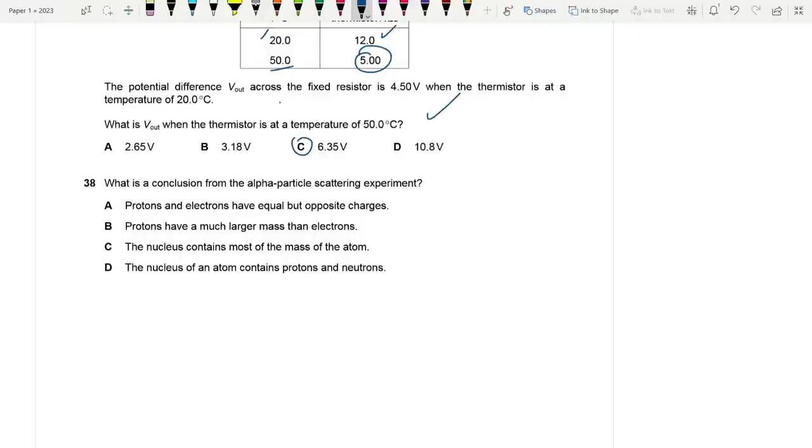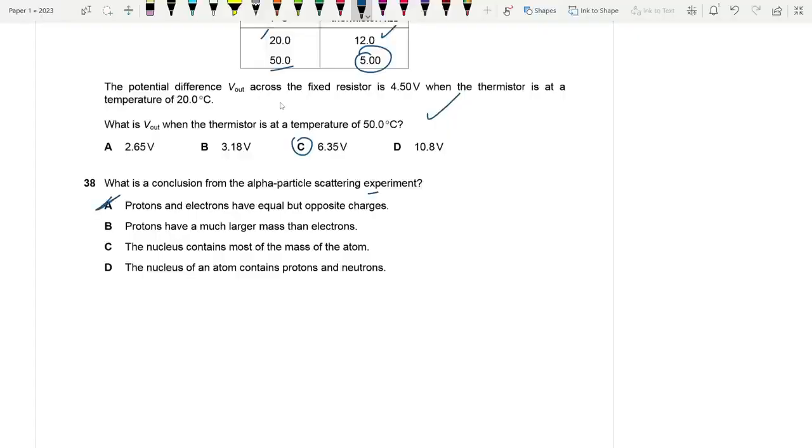Protons and electrons have equal but opposite charges, so yeah, we are going to... my tab is malfunctioning, give me one sec. Yeah, it's working now.